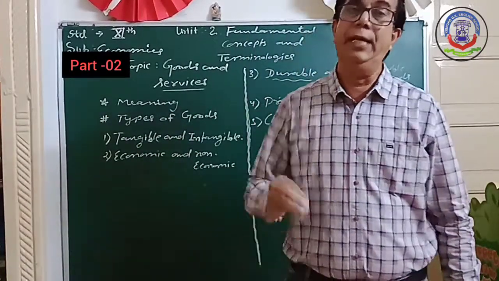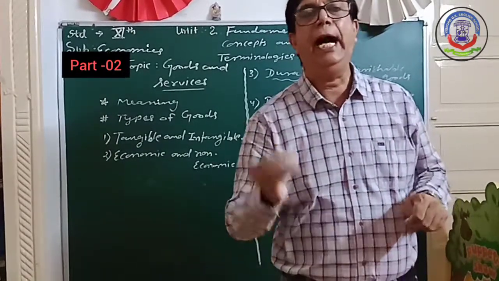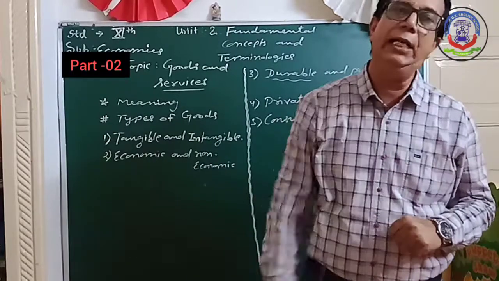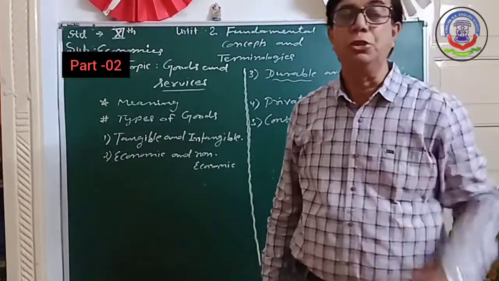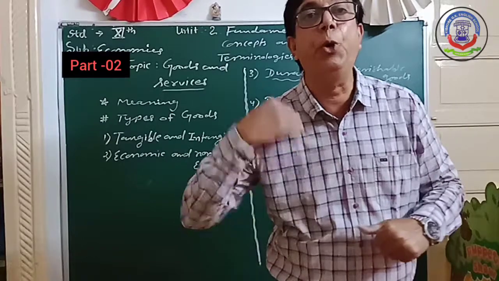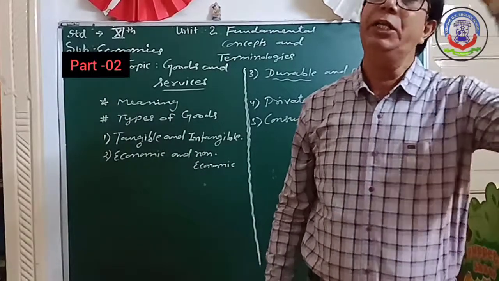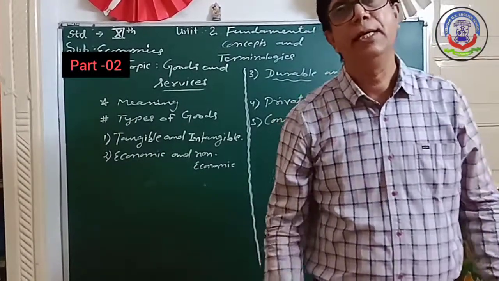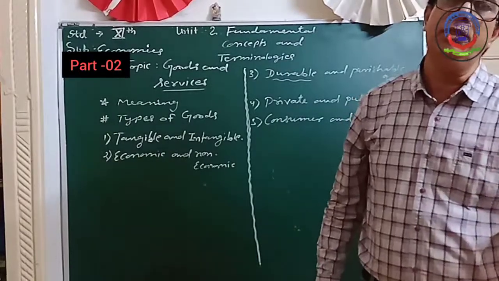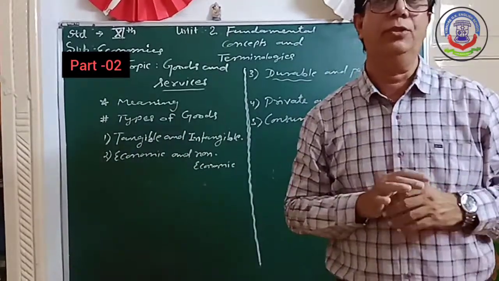Producer goods means the goods on which we do some process and after that we use them to satisfy our wants. That kind of goods are known as producer goods. Once again, the goods on which we do some process and after that we satisfy our wants by using those goods are known as producer goods. Just like cloth. First we purchase the cloth, then go to the tailor, and after stitching the cloth then we use it. So that is producer goods.